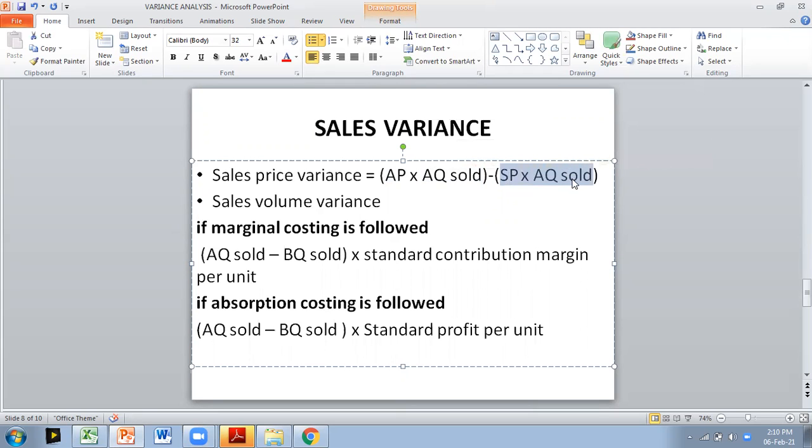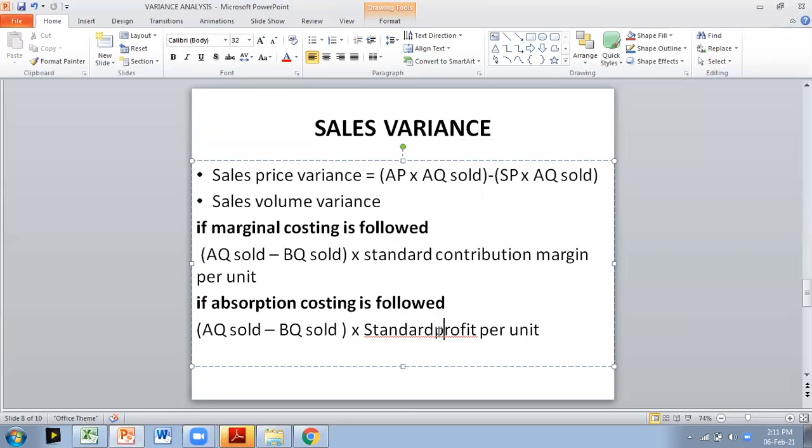Then if there's marginal costing, you have to take actual quantity minus budgeted quantity, multiply by standard contribution margin per unit, right? But if absorption costing is used, you have to multiply by the standard profit per unit, right? Look here, standard profit per unit.